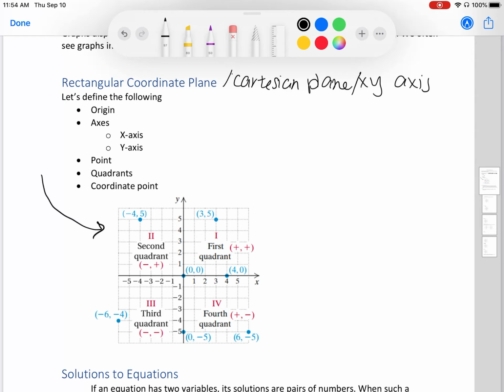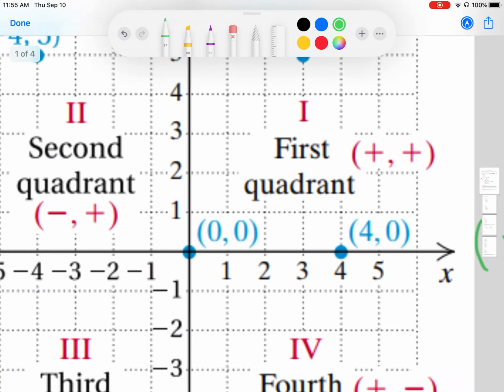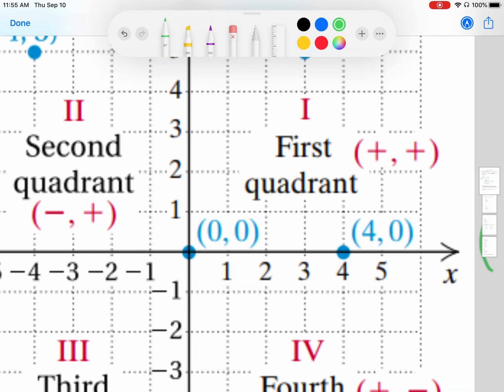So this is made up of two number lines. We have the x-axis, which is your number line that runs from left to right. And then we have your y-axis, which is your number line that runs up and down. That point where they meet is called the origin. The origin is the point 0, 0.